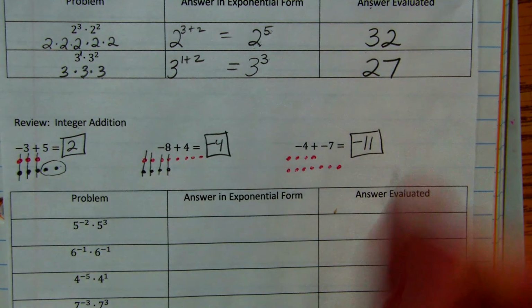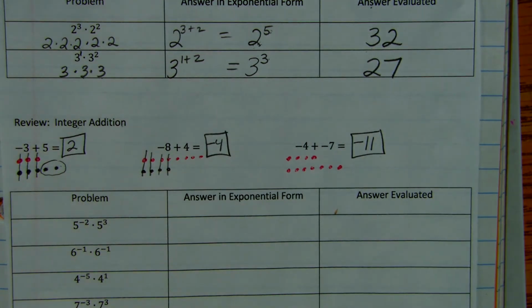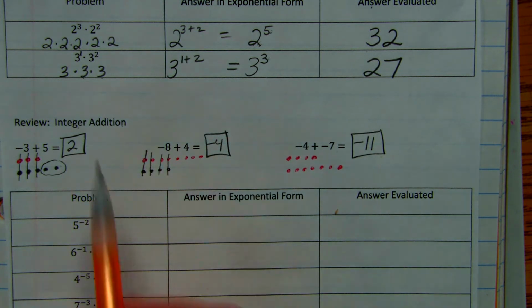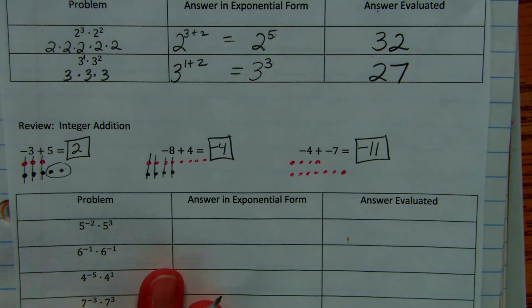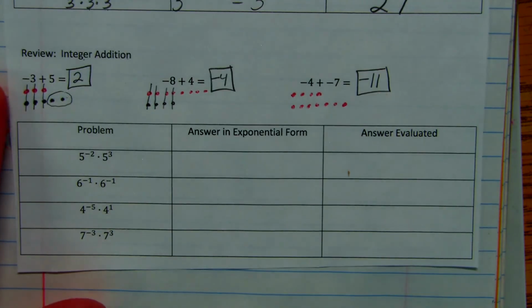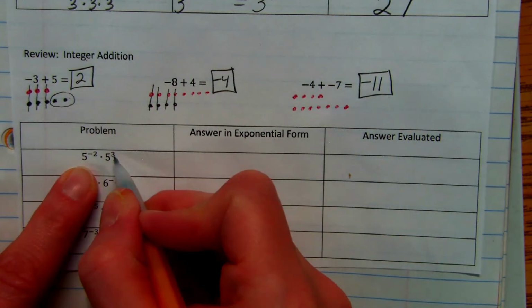You're just adding the same type of thing together. So do you guys remember doing this? Yes. This you have to know how to do in order to do the exponential form down here, because we're going to be adding the exponents.